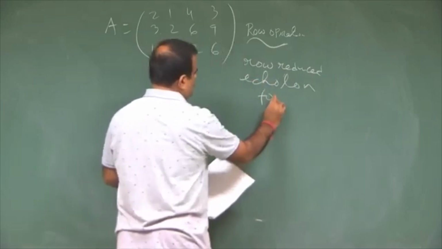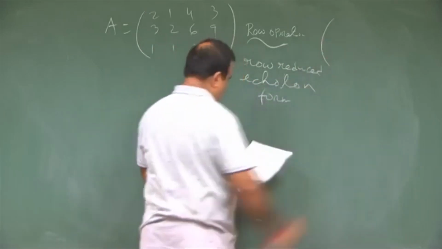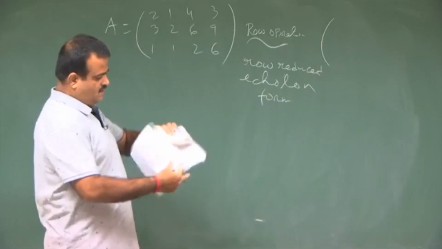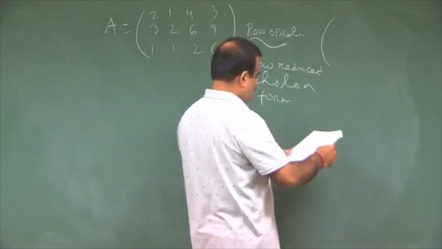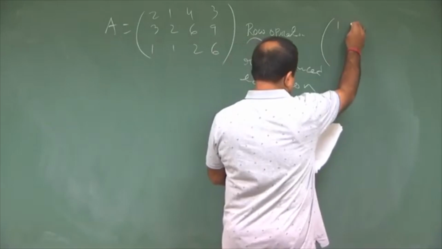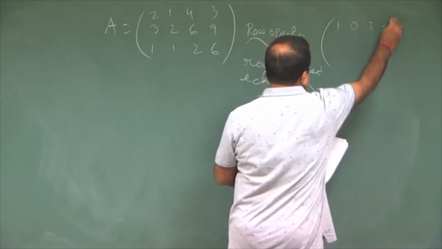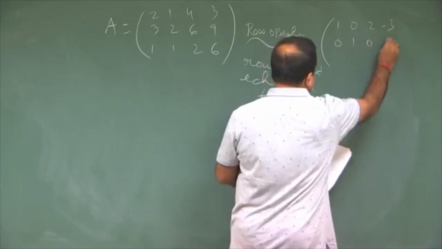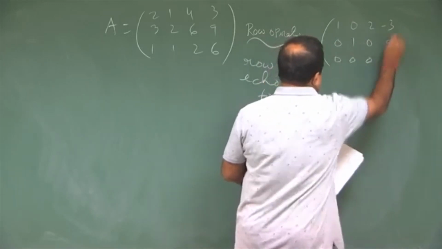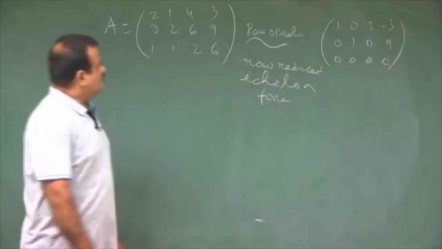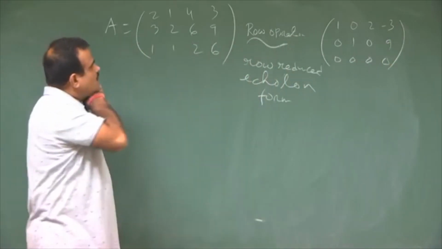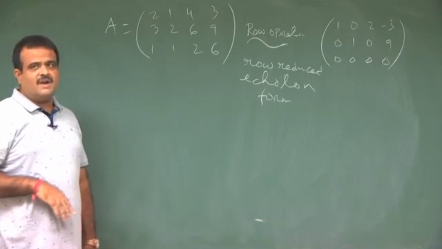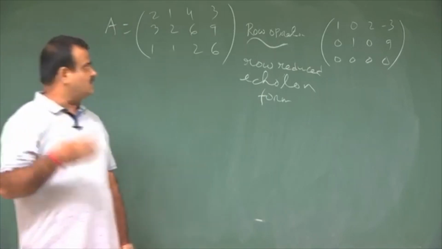This is a normal standard form, which we have seen. It became of the form 1 0 2 minus 3 1 0 1 0 9, and all the rest are 0. This is the normal form. So, the rank of this, we know the rank of a matrix, we will come to that theorem. The rank of a matrix is the same as the row rank and the same as the column rank.